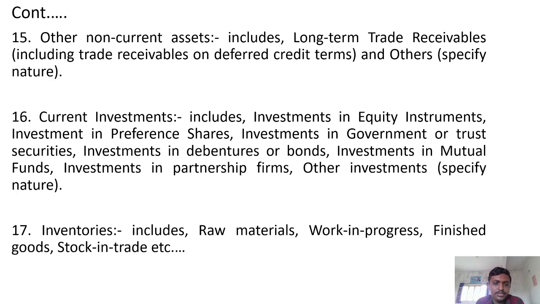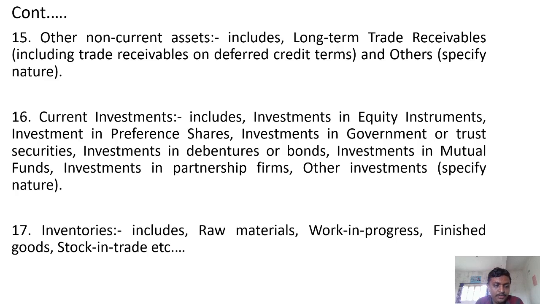Then note number 16, the current investments. Here, current investments are the investments made for the short term, which we call current investments. It includes investments in equity instruments, that may be in preference shares, maybe in government or trust securities, debentures and bonds, mutual fund, partnership firm, and other investments made for a short period.